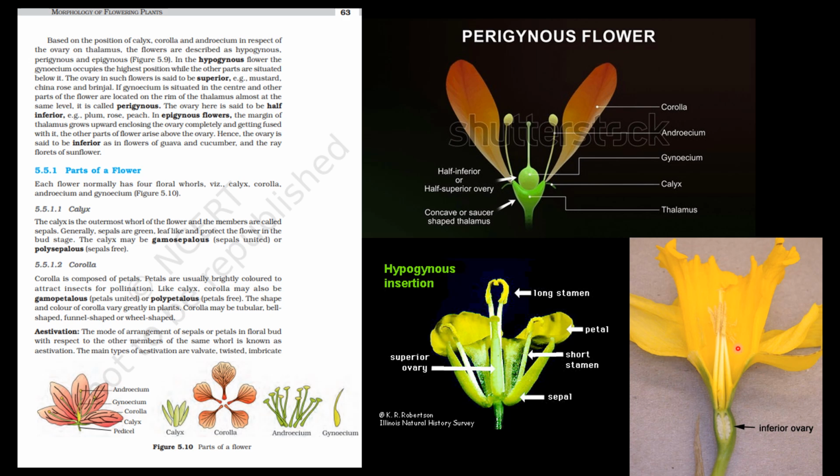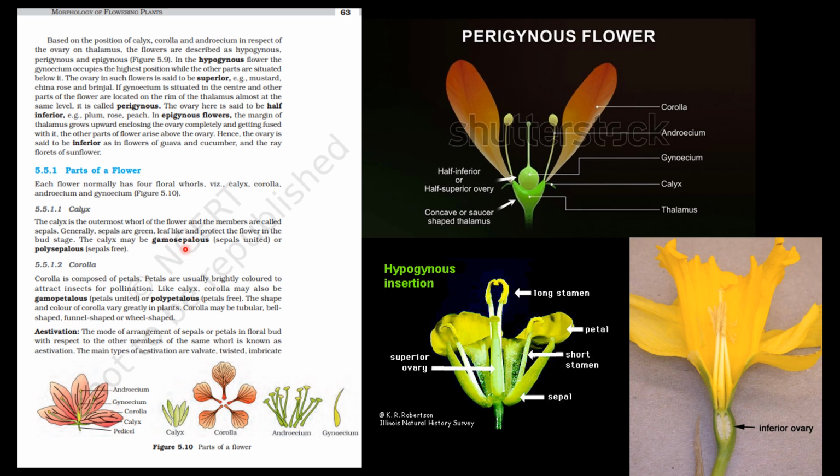But in epigynous, the thalamus grows upward and covers the ovary. Look at this. In epigynous, the margin of the thalamus grows upward, enclosing the ovary completely. Now all the other whorls arise at the top portion. The example is cucumber. So that is the epigynous flower. Now, the parts of the flower: the calyx, the green portion we already discussed, is made up of sepals.